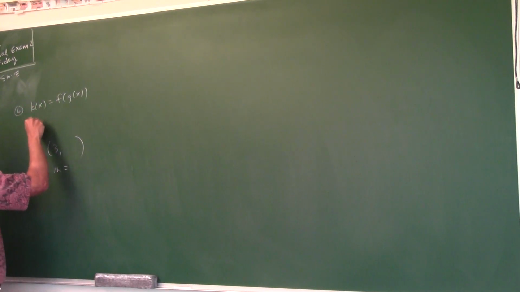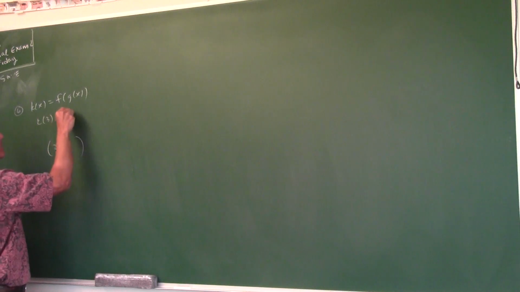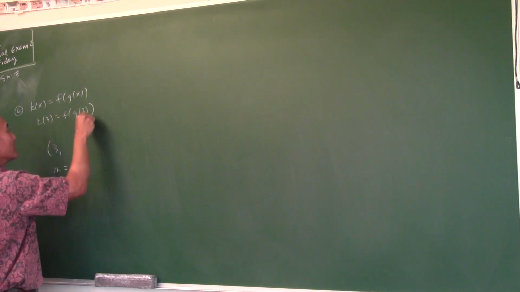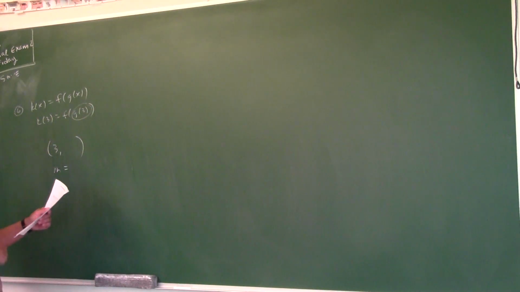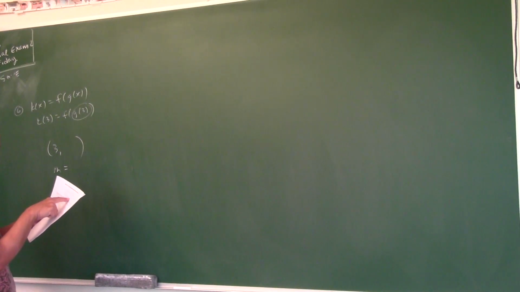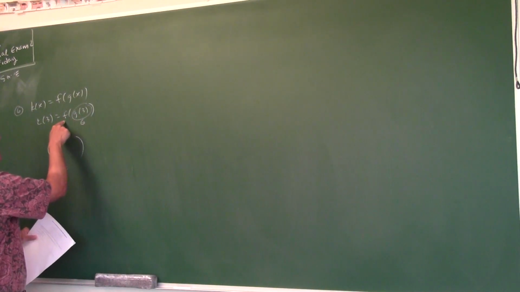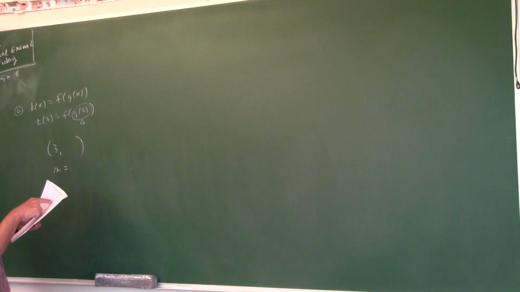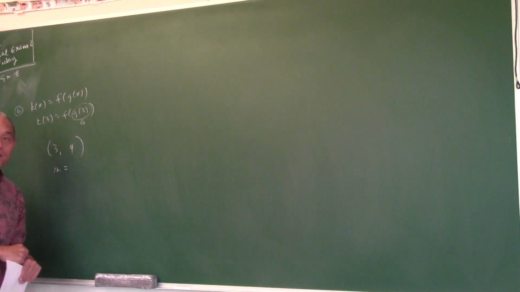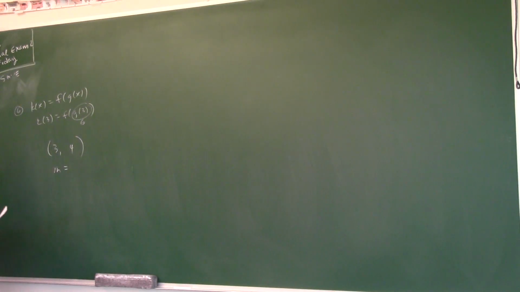You plug it in. K of 3 is equal to f of g of 3. So g of 3, look it up on the chart. G of 3 is 6. And then f of 6 is 4. The y-coordinate is 4. 1 point. Now, how do you find the slope? You got to take the derivative.